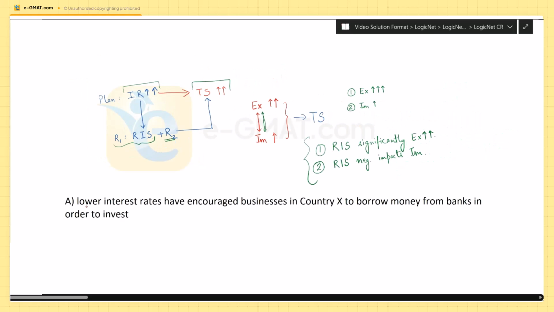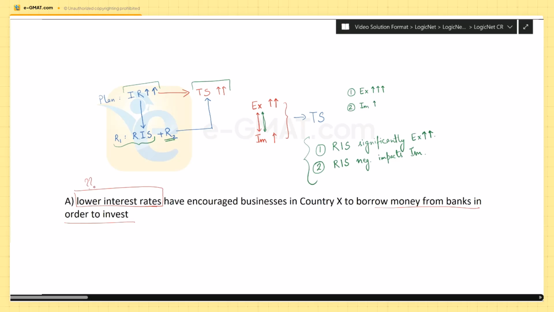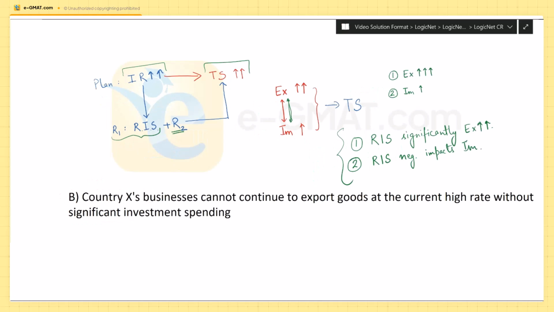Choice A. Lower interest rates have encouraged businesses in country X to borrow money from banks in order to invest. So choice A talks about the impact of lower interest rates, what the lower interest rates have done. However, is the passage about lower interest rates? No. The passage and the conclusion is about higher interest rates. So the impact of lower interest rates is irrelevant and therefore this choice is incorrect.